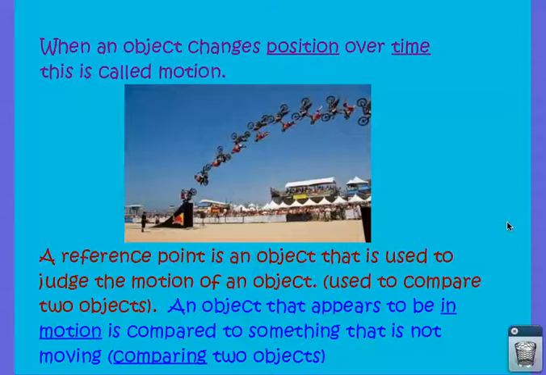A reference point is just some other object that is used to judge motion. Generally, we want to pick something that is not going to be moving. Sometimes we have things that are good reference points, other times we have things that are bad reference points, but reference points are just used to compare the motion of objects.